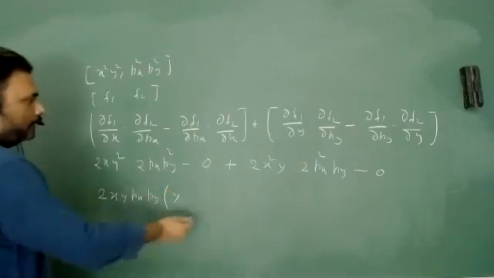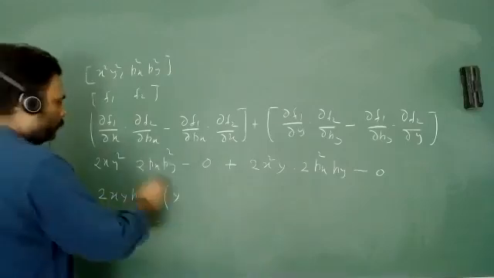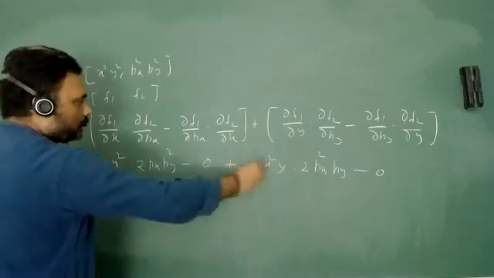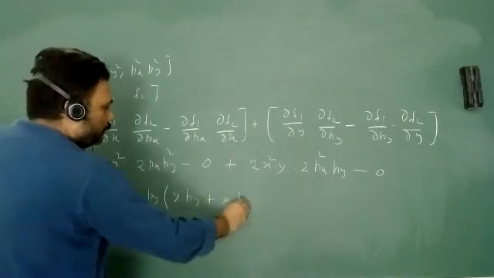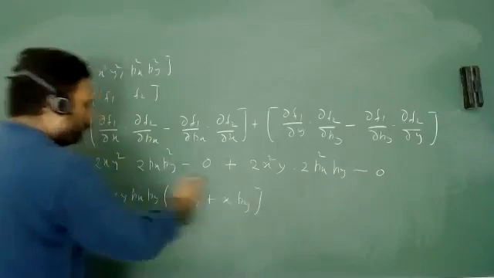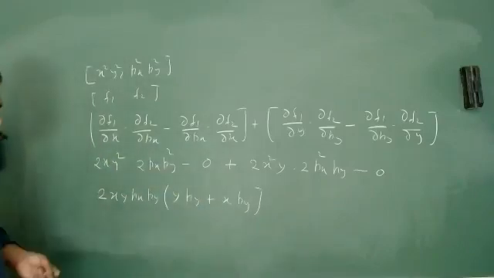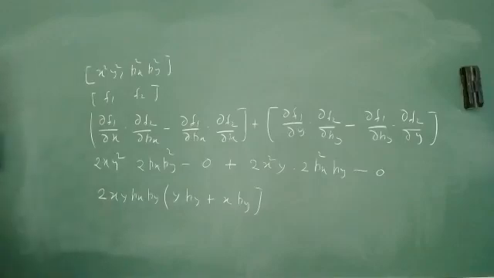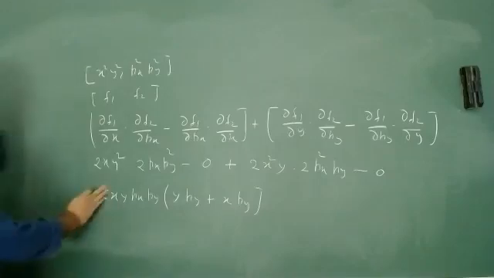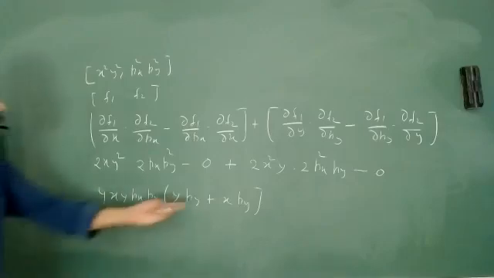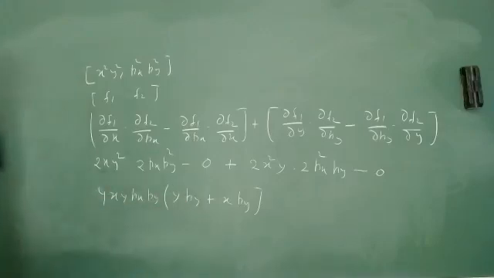So here we have y, and here y and py, and plus this will be x and py. This kind of situation is there. So finally 4xy will be common, 4xy is common, and then this can be the answer.